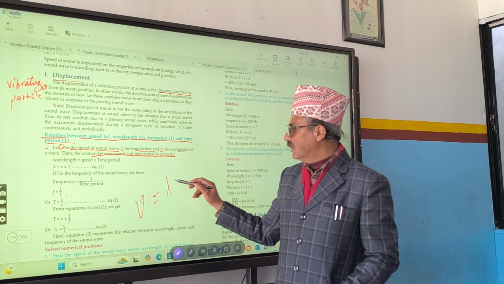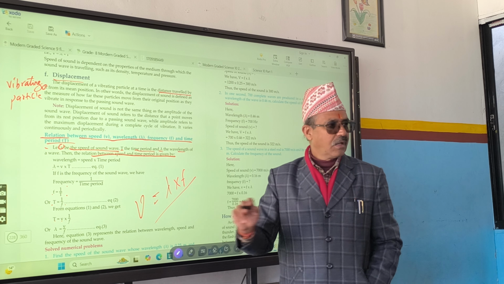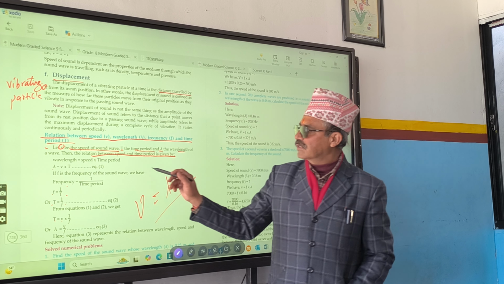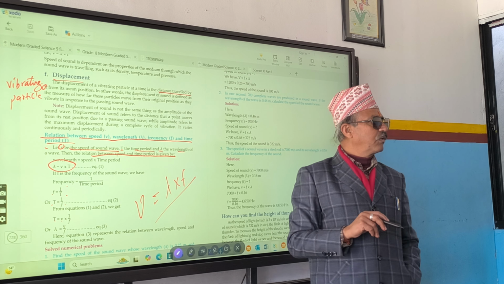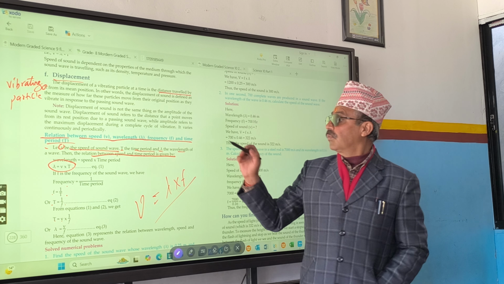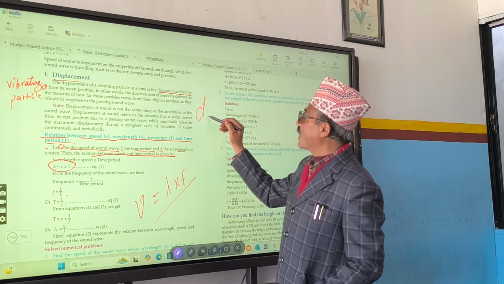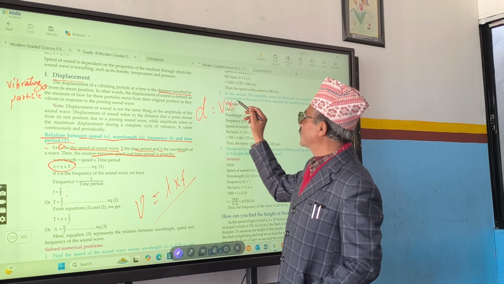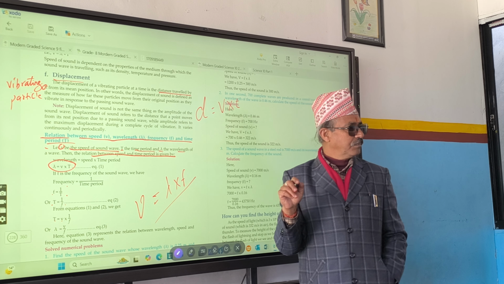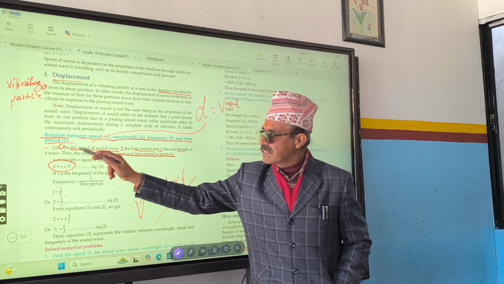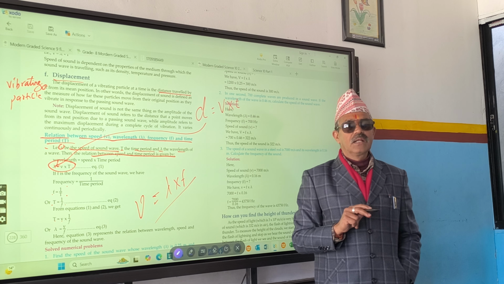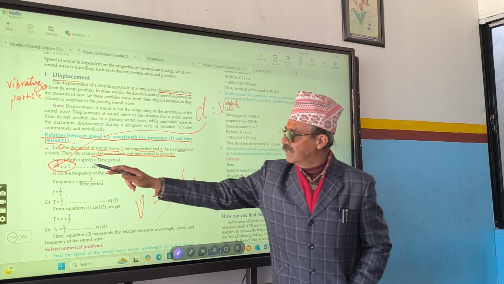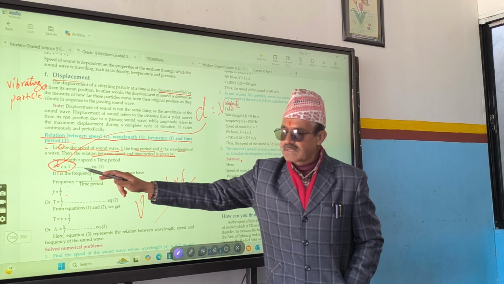V equals lambda times F. First of all, you must remember this formula. Where does it come from? Distance travelled equals velocity times time taken. This distance travelled is lambda, the velocity is V and the time period is capital T.